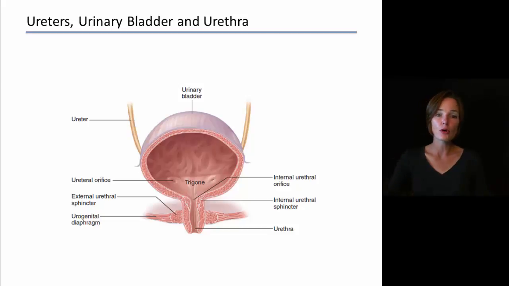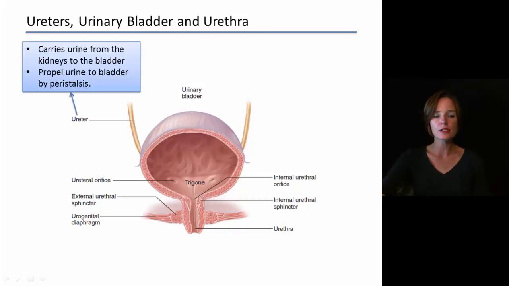Another important component of the urinary system is the ureters, the urinary bladder, and the urethra. So these are going to connect to the kidneys. They will work together with the kidneys. And if we talk about their functions a little bit more closely, the ureters will be the direct connections to the kidneys. These are going to carry urine from the kidneys ultimately down to the bladder. And they will not just allow the urine to drip through them into the bladder. They're going to propel the urine to the bladder by peristalsis. So there will be contractions that are moving that urine forward and into the bladder.